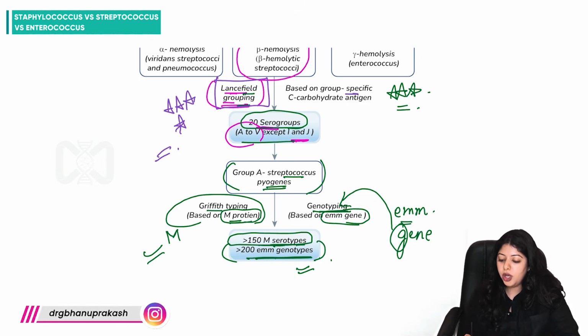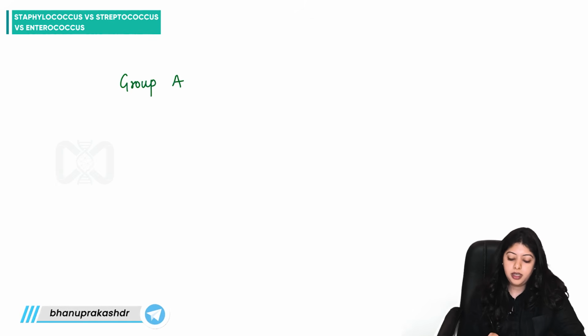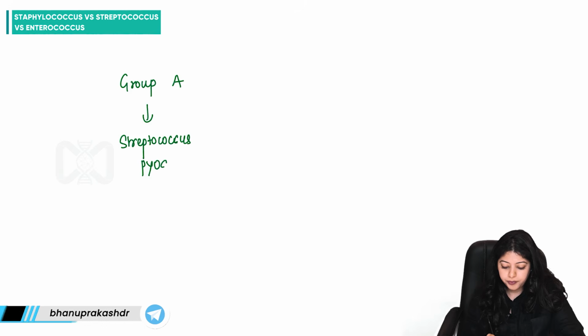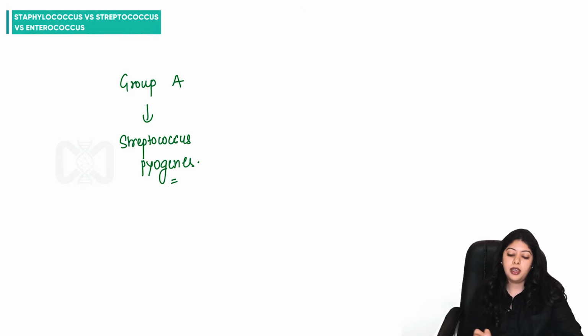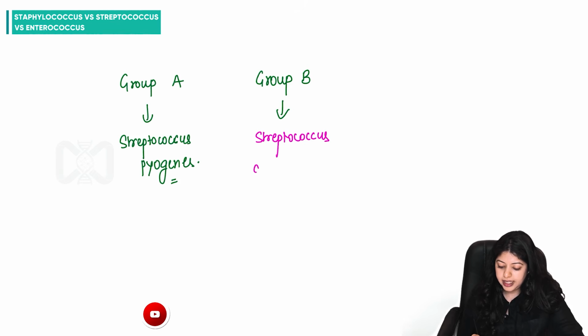which is based on group specific carbohydrate antigen. So we have 20 serogroups. So what are these Lancefield groups? Most important, group A, it is Streptococcus pyogenes. Then we have group B, which is Streptococcus agalactiae.